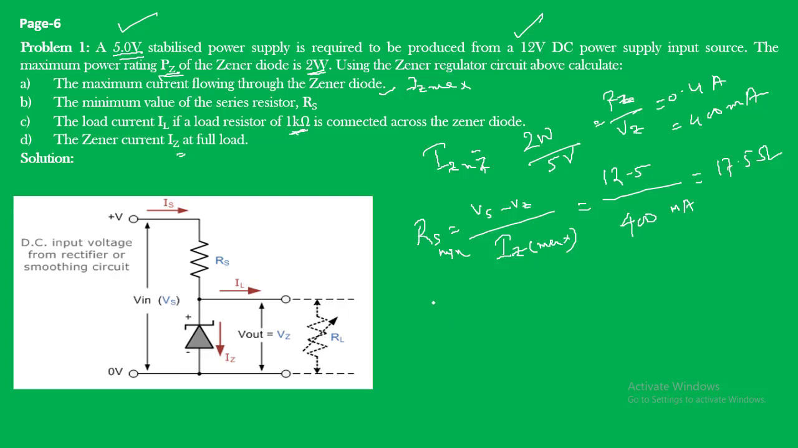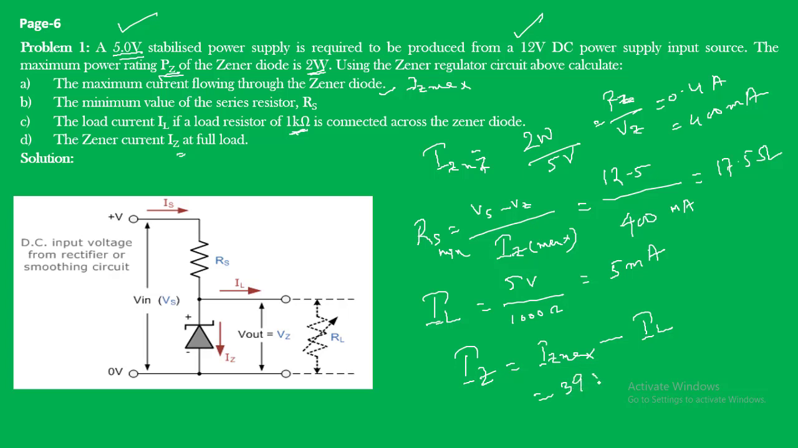Then we have to find the load current IL if the load resistor is 1 kilo ohm. The drop across this is Vz, that is our output voltage also. Vz is given as 5 volt, and this is 1 kilo ohm, that is 1000 ohms. So that will give us 5 milliampere. And the actual Iz at full load condition, that means 1 kilo ohm load, will be Iz max minus IL. That will give us 395 milliampere.